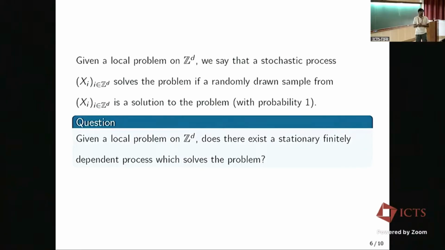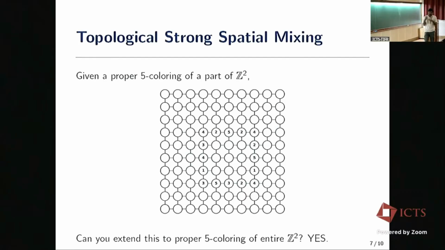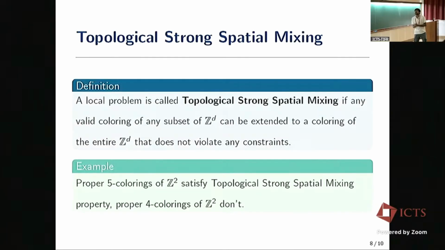What we proved is that as long as the local problem satisfies certain properties, the answer to this question is yes. Before defining that property, let me define a simpler property. Suppose you are given a proper 5 coloring of part of the Z^2 lattice, here the boundary of some square. Can you extend this to a proper 5 coloring of the entire Z^2 lattice? Yes, because there are 4 adjacent vertices and 5 available colors. You can just choose the minimum available color at each point, keep doing this, and get an extension to the entire lattice. Whenever such a property holds, we say that the local problem satisfies topological strong spatial mixing.